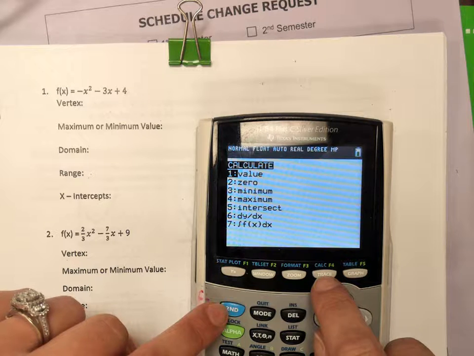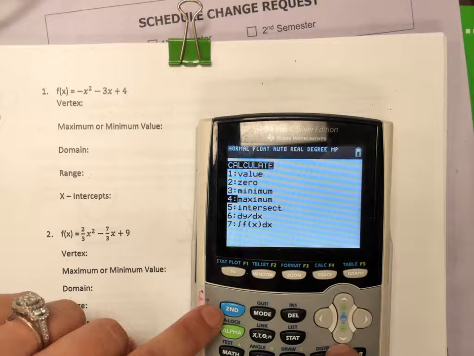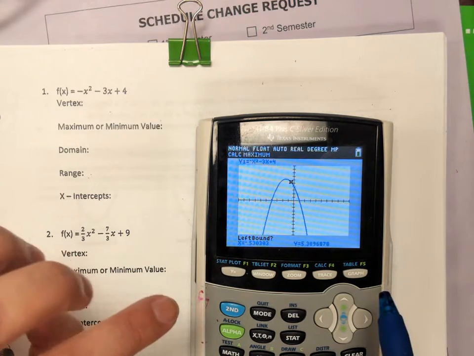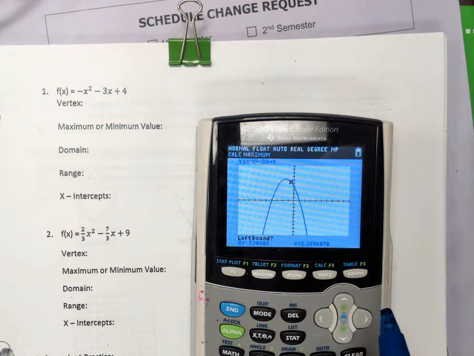Y'all good? Okay. Now, what do you see? Number 4 is a maximum. You can either scroll down to number 4, or you can simply hit 4 on your calculator. Okay? Does yours pop up like mine? Now, it's very, very touchy. If yours did not pop up like mine, let me know. Does it look very similar? Yes, it's close enough. Alright, now, let me zoom in a little bit so y'all can see what I'm doing, okay?